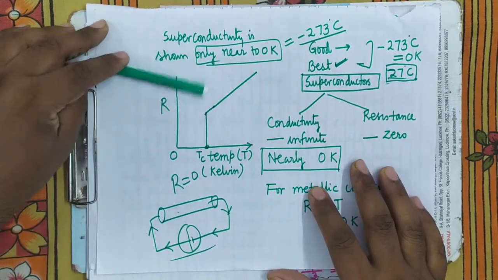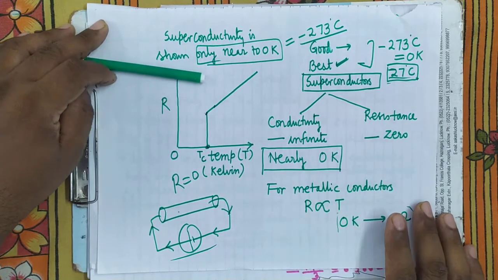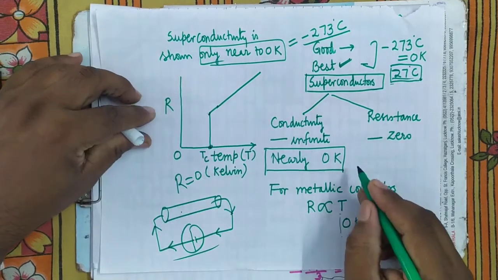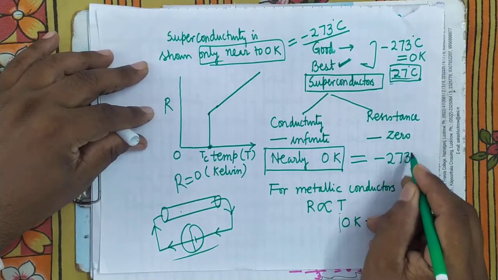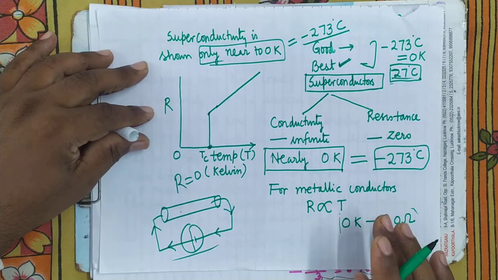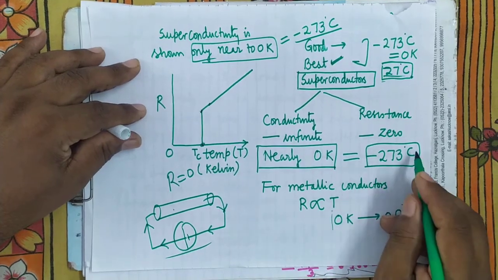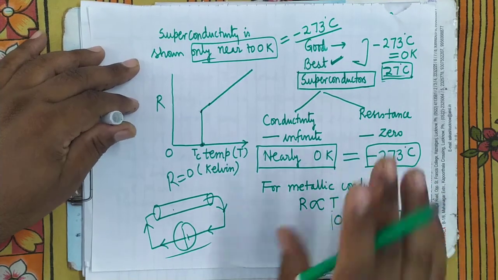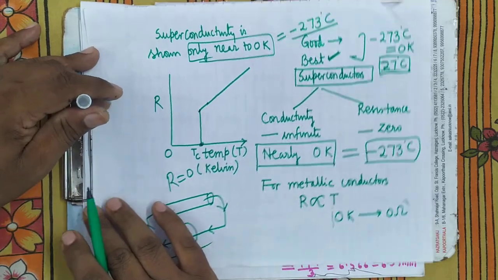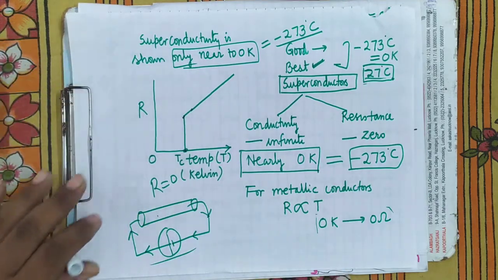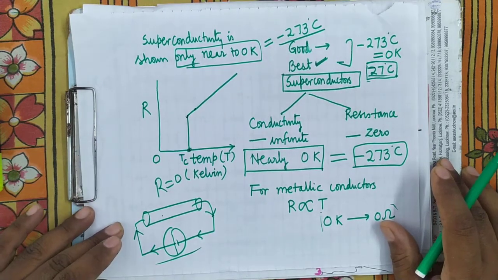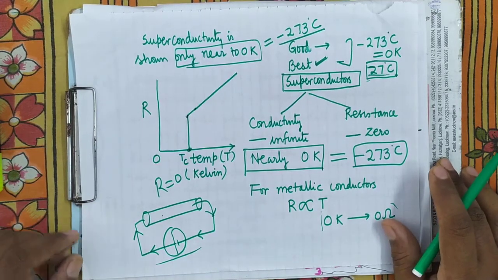If anyhow we can obtain the superconductor at the room temperature, because maintaining this temperature, minus 273 degrees Celsius, is almost impossible throughout. It is clear? Supercomputers are based on this. But in those supercomputers, we maintain this temperature, so that their resistance is almost negligible and conductance is infinite.